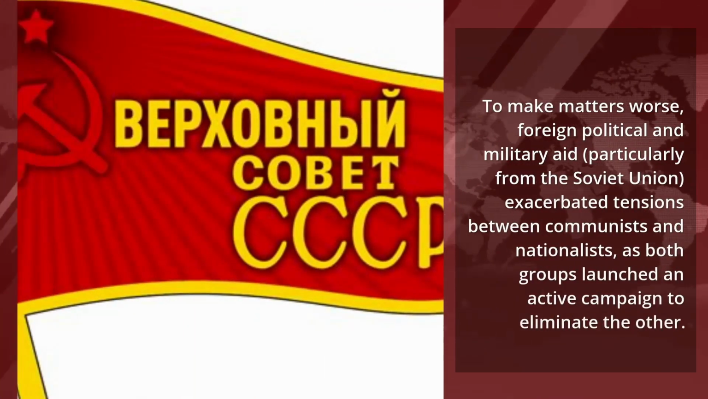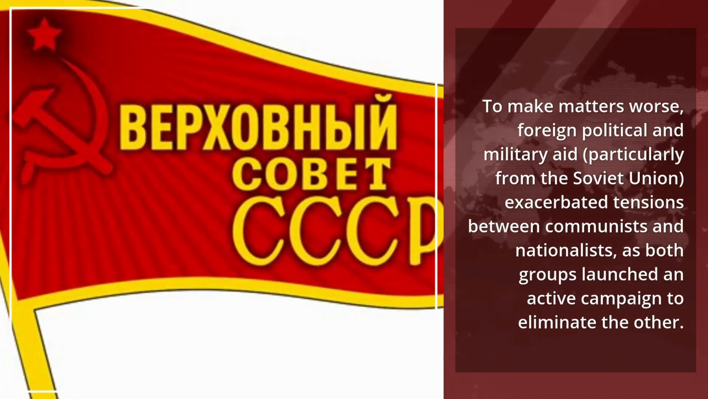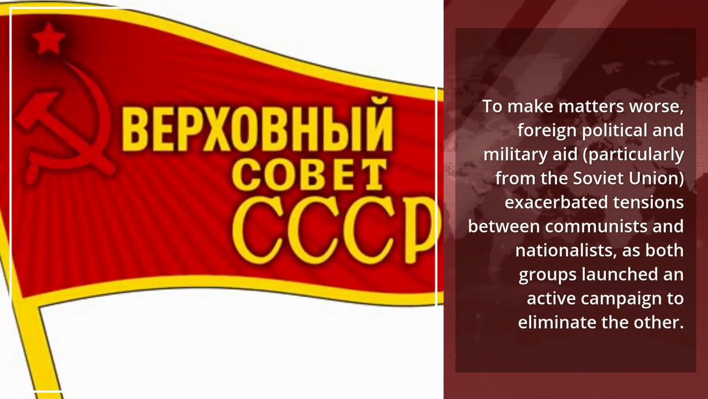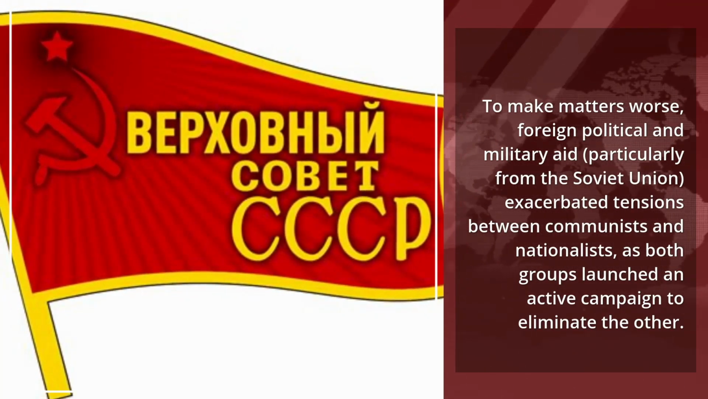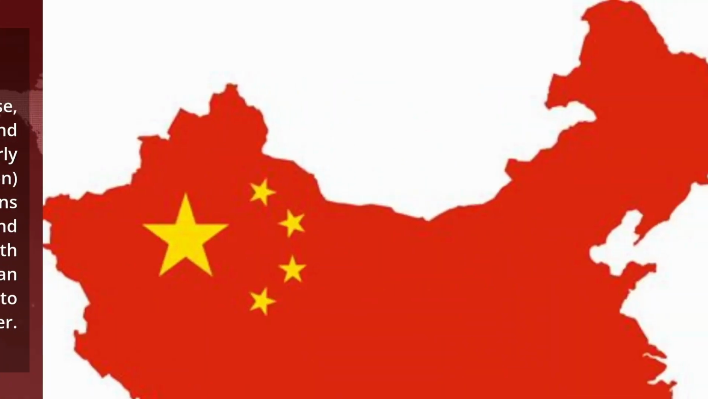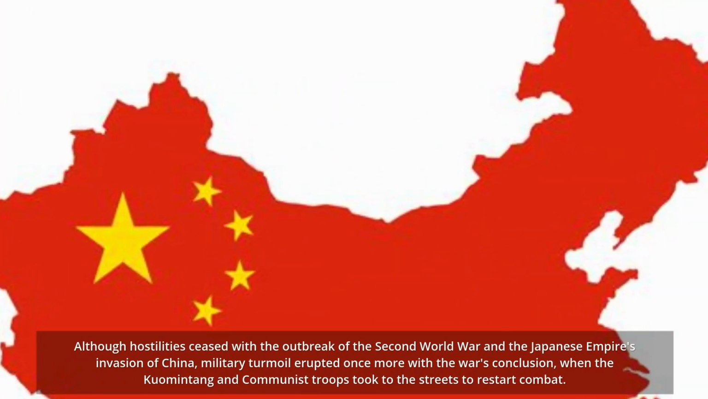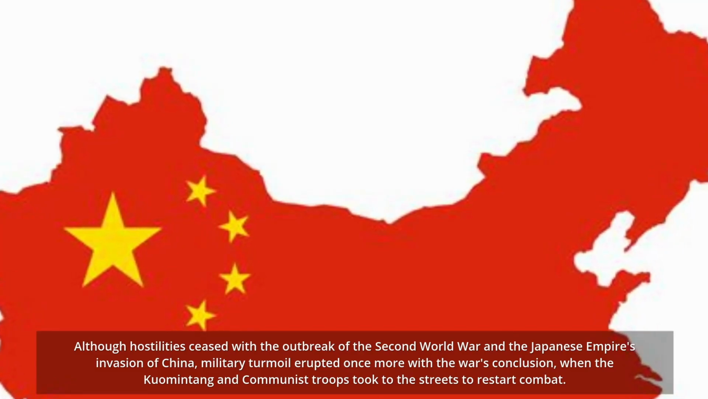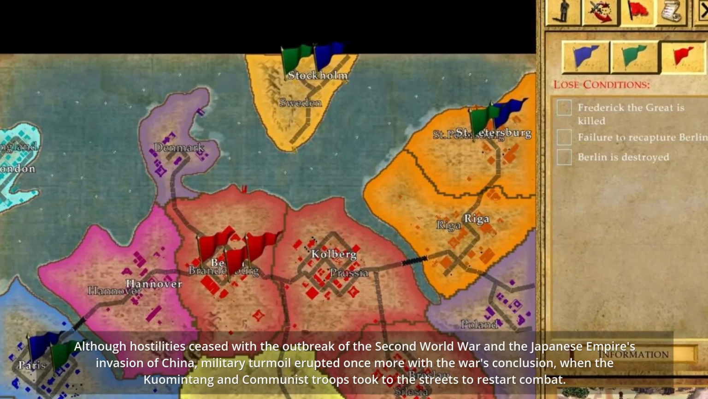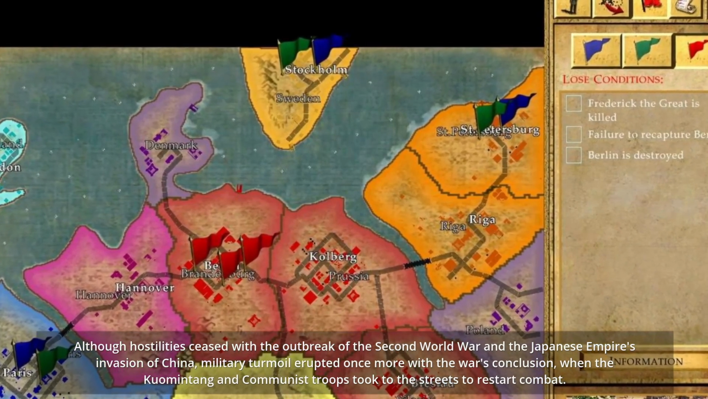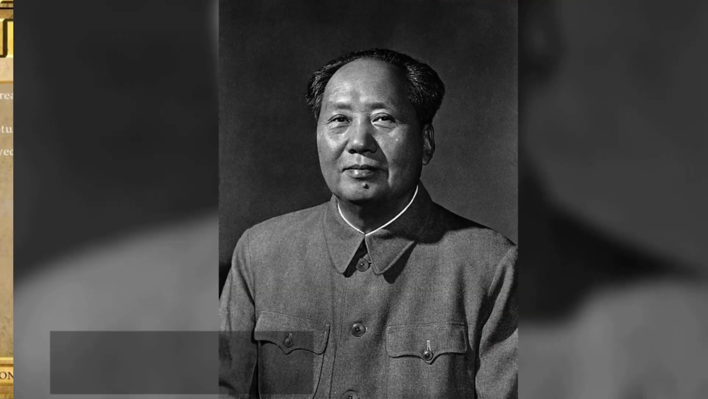To make matters worse, foreign political and military aid, particularly from the Soviet Union, exacerbated tensions between communists and nationalists, as both groups launched an active campaign to eliminate the other. Although hostilities ceased with the outbreak of the Second World War and the Japanese Empire's invasion of China, military turmoil erupted once more with the war's conclusion, when the Kuomintang and communist troops took to the streets to restart combat.